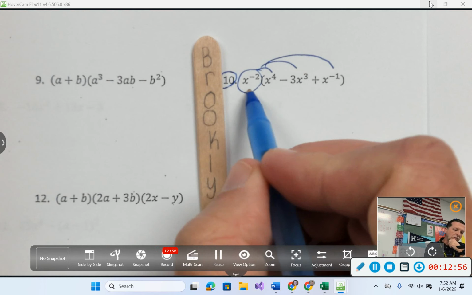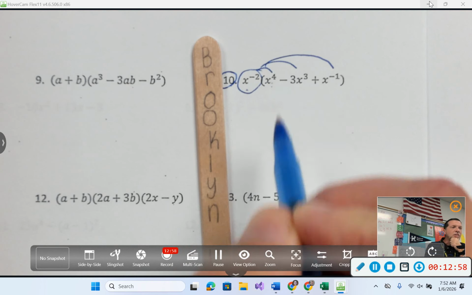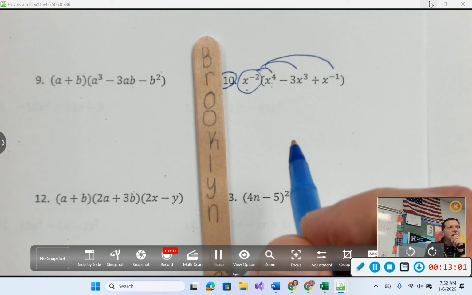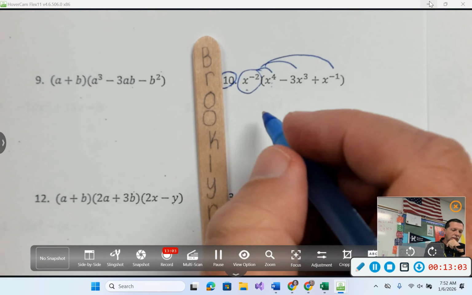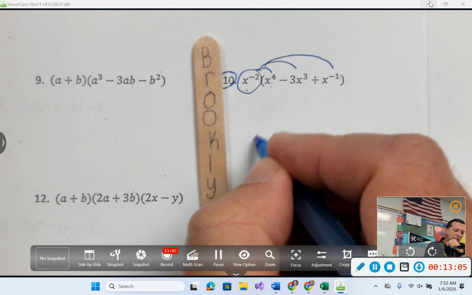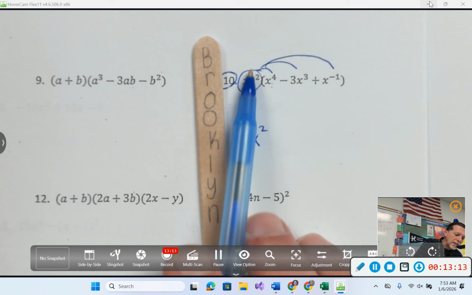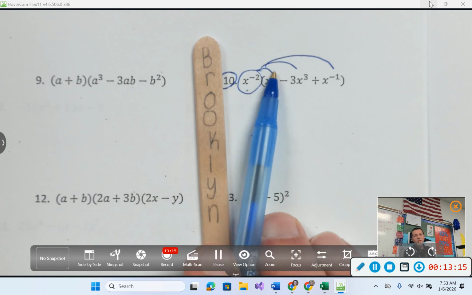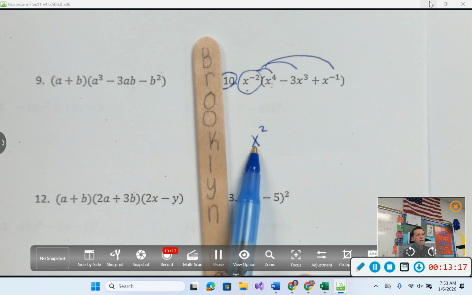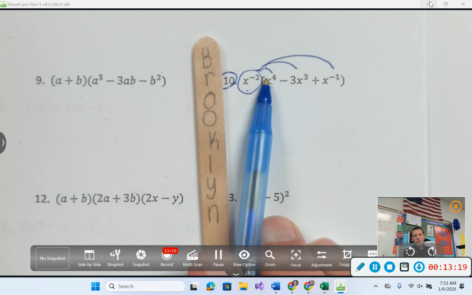What do I get when I do x to the negative 2 times x to the 4th? X to the 2. Yep. How did you get that? 4 minus 2. Good. That works. The only other way you could get that, I suspect, is you could make that 1 over x squared, and then x to the 4th over x squared would be x squared. But Brooklyn just added the negative 2 and the 4 to get 2.